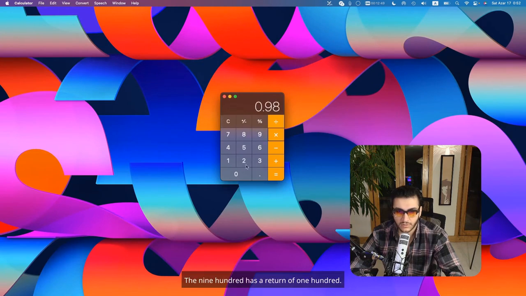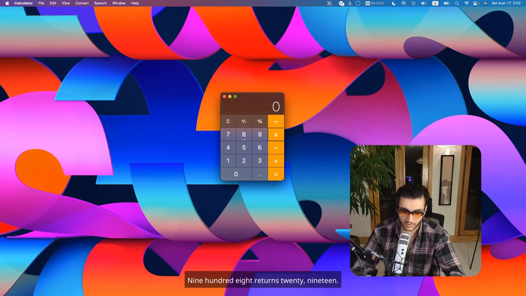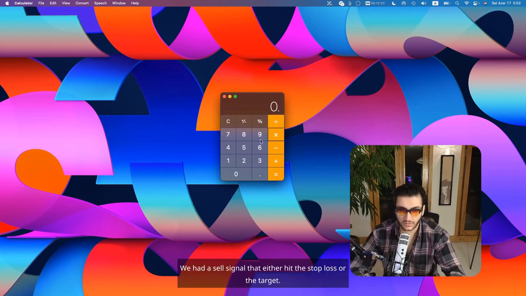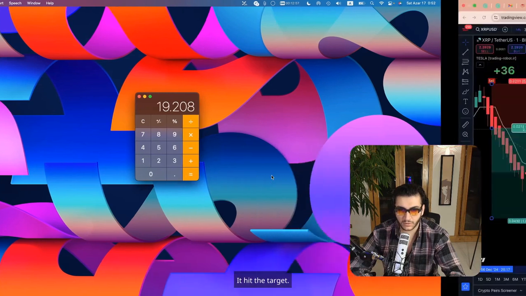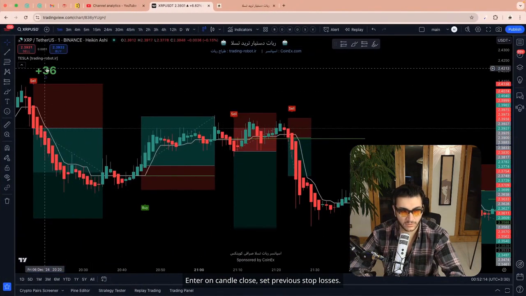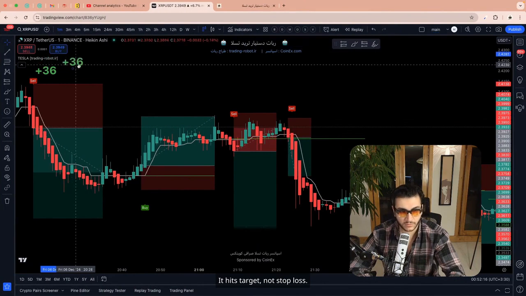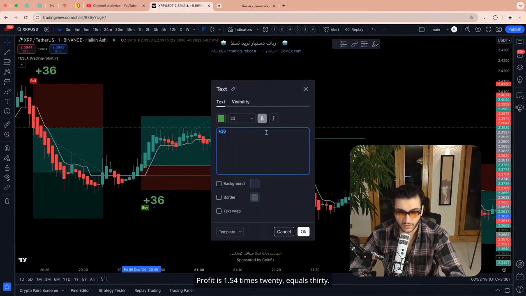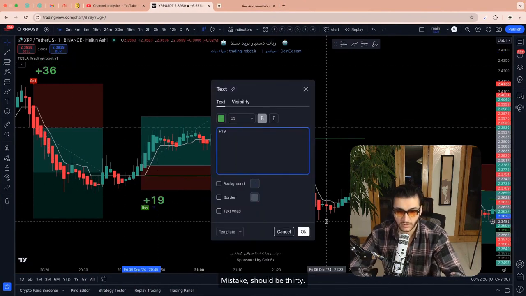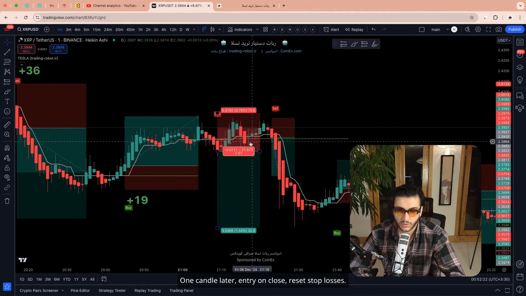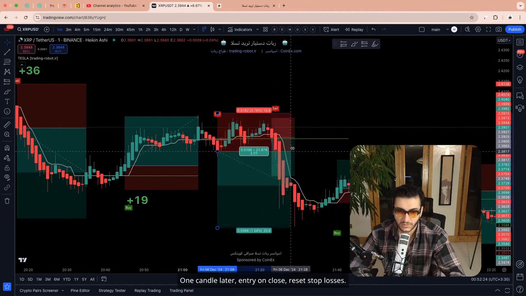The 900 has a return of 100, 908 returns 20, 19. We had a sell signal that either hit the stop loss or the target. It hit the target. Enter on candle close, set previous stop losses. It hits target, not stop loss. Profit is 1.54 times 20 equals 30. Mistake, it should be 30. Sell signal hit target quickly. One candle later, entry on close, reset stop losses.